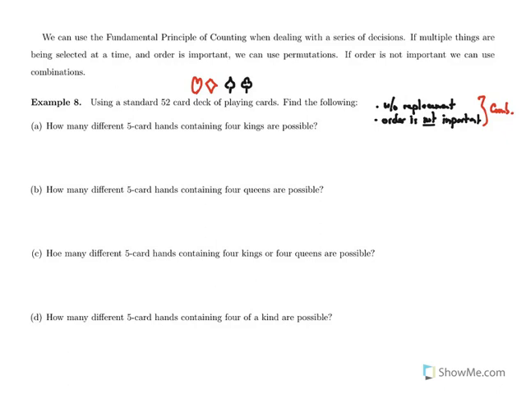So how many different 5-card hands containing 4 kings are possible? Note that there are 4 kings total in the deck: the king of hearts, the king of diamonds, the king of spades, and the king of clubs. So here we could think about maybe our boxes. Actually, I take that back. The boxes are not going to be very helpful here.